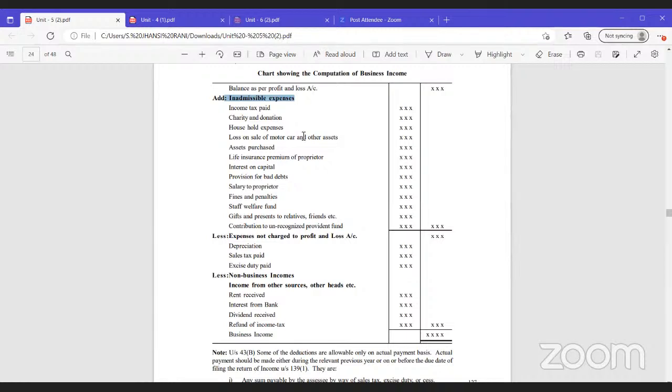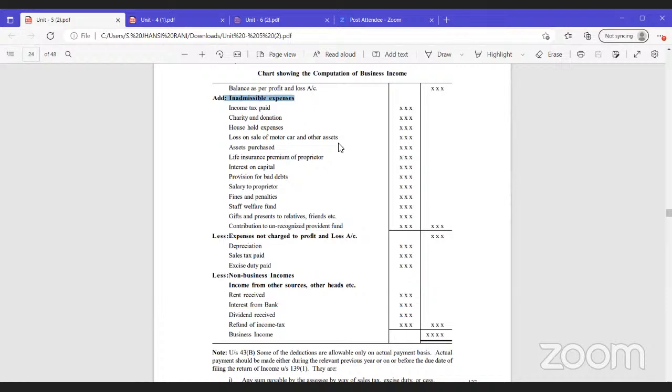Loss on sale of motor car and other assets. See, if I am dealing in assets, then selling assets will be my expenditure. But he is specifically mentioning asset. Assets we will not sell daily. We sell only after a certain period of time, not regularly. Whenever you are not doing it on a regular basis, this is not a business expenditure.